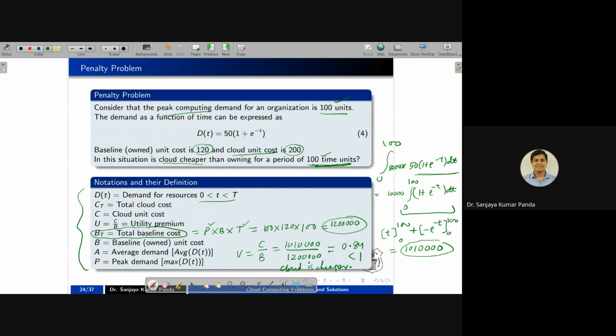In this way, you can solve numerous problems in cloud computing. I have just given an overall idea. There are numerous problems with respect to service level agreement, cloud economics, cost calculation, pricing schemes, and many other things.